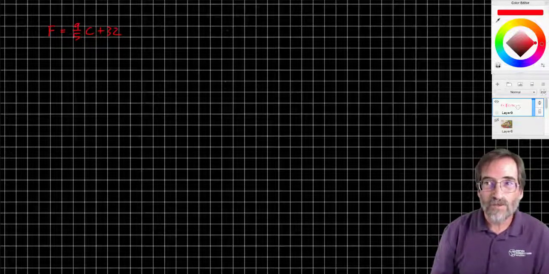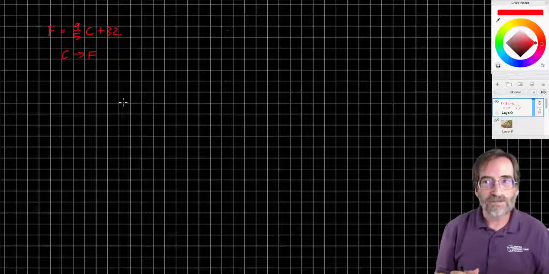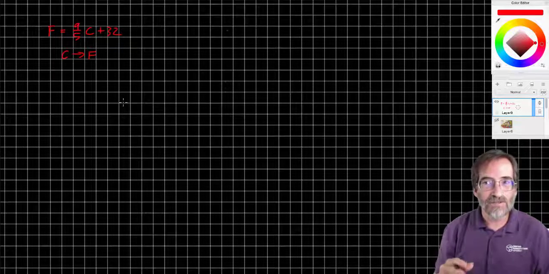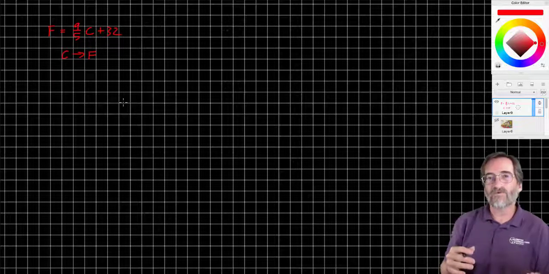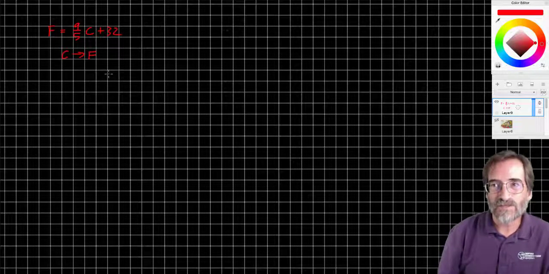So this is a formula that, given Celsius, and I want to emphasize this, given Celsius, produces Fahrenheit. The input is Celsius, the output is Fahrenheit. In ordered pairs, C, Celsius, is the X value, and F, Fahrenheit, is the Y value. And you can recognize that as a linear function.